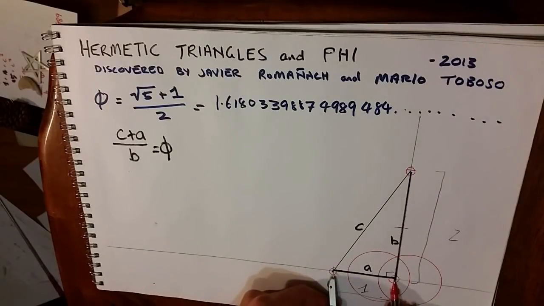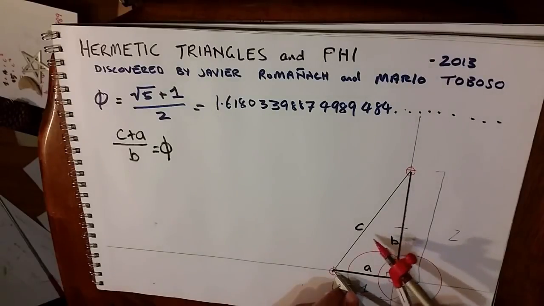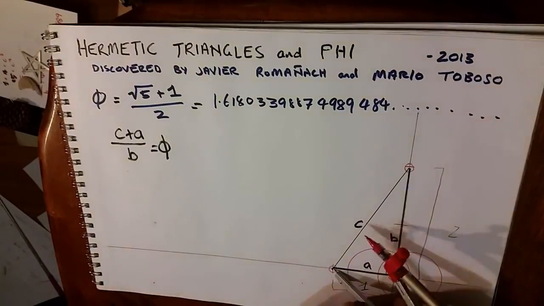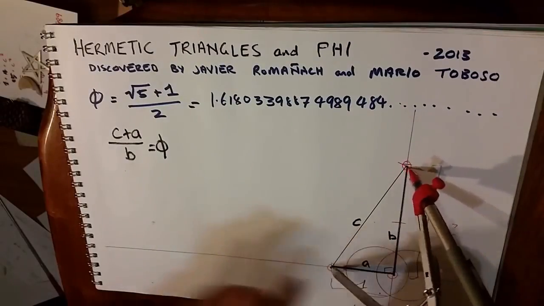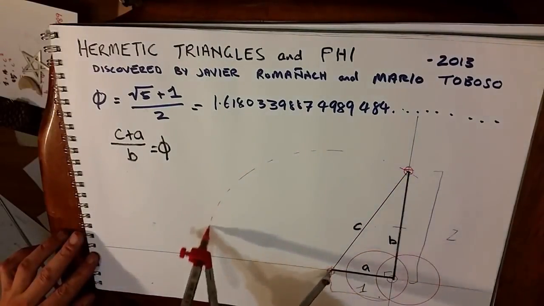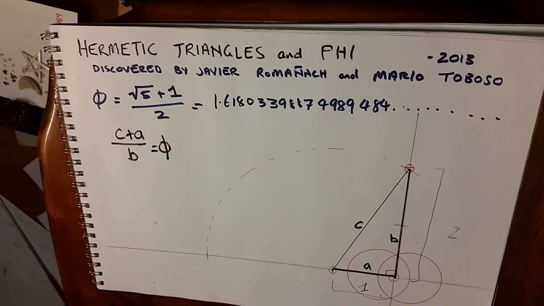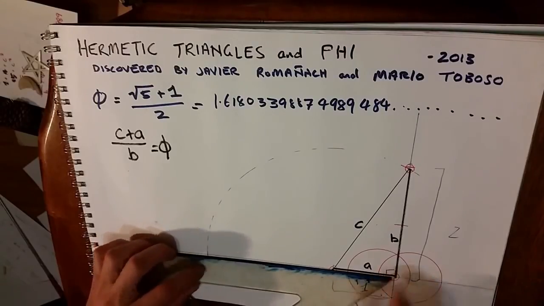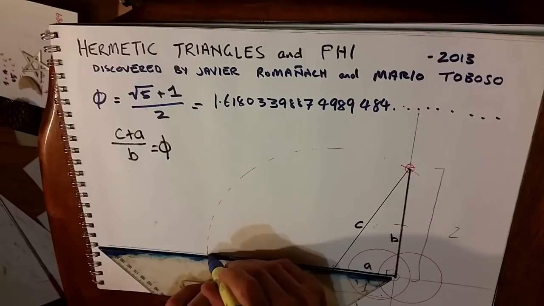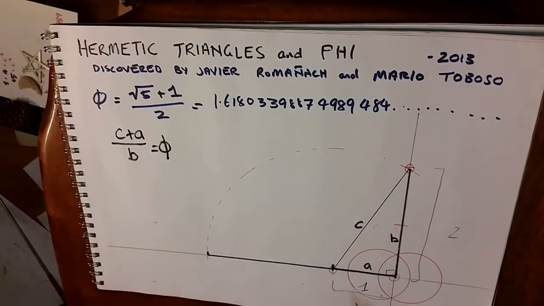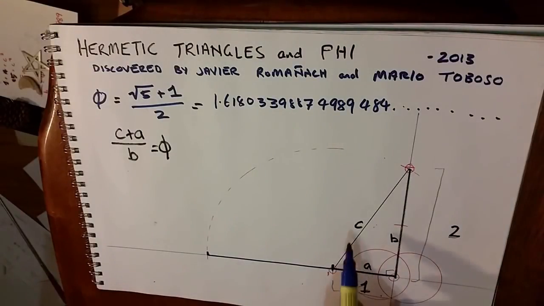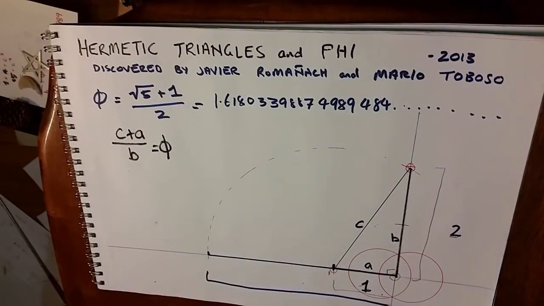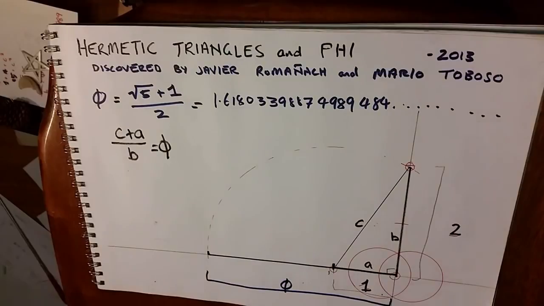Our compass is still set there. But now, what we need to do is go to that point and open it to the length of the hypotenuse, to the long diagonal. We arc this down where it crosses, and extend. We have A, which we know to be 1, B, we know to be 2, and so now we have A plus C, and this is equal to phi. Highly, highly accurate.